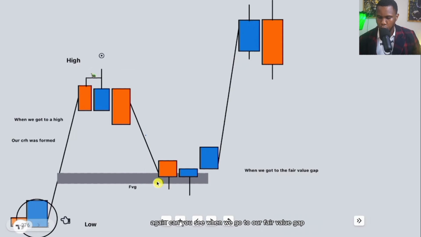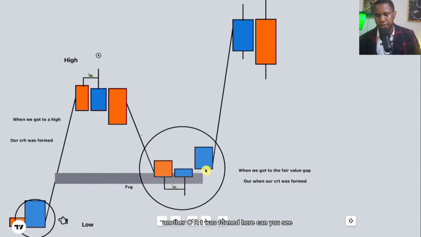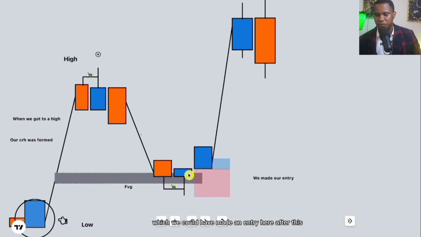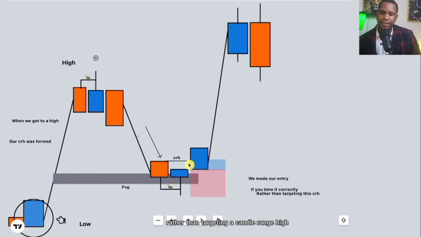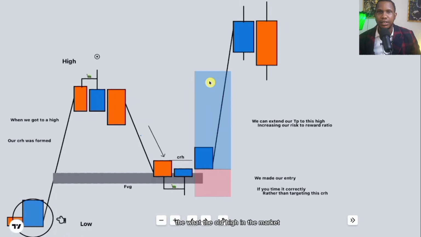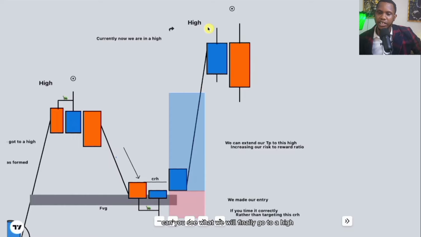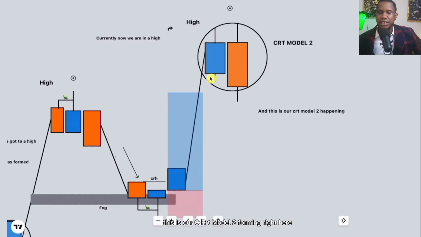And can you see, when we go to our fair value gap right here, what formed here? Another CRT was formed here. Can you see, you could have made an entry here after the turtle soup right here, stop loss below here. This is where it gets exciting. Rather than targeting a candle range high, we can actually target what? Old high in the market, increasing both our win rate and our risk to reward ratio. Can you see what? We will finally go to a high. This is our CRT model 2 forming right here. So we can actually sell from here to the downside.